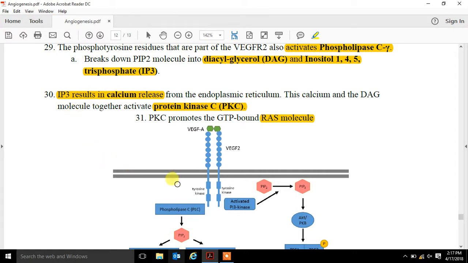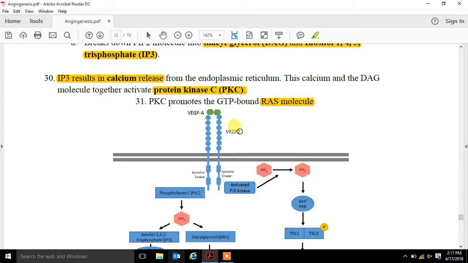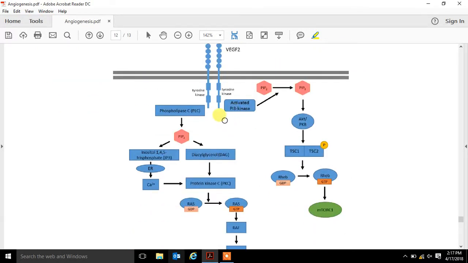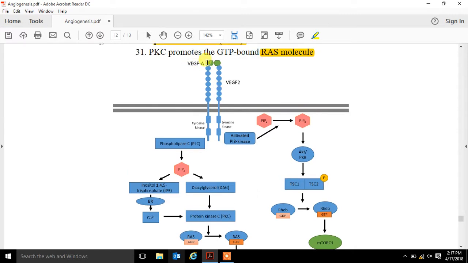That, with the DAG molecule, activates protein kinase C and promotes our RAS molecule. And this will make some sense here in a second when I show you the image, because this is all stuff you've seen before. It's now actually applying it to a process that we care about, like wound healing or capillarization with endurance training. We know that calcium interacts with DAG and activates protein kinase C. Hopefully you remember a little bit that the RAS molecule, if it becomes activated, results in a particular pathway.